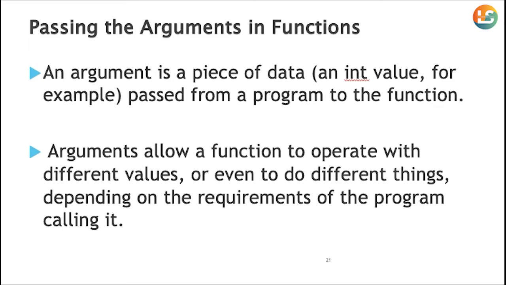An argument is a piece of data, an int value for example, passed from a program to the function, or you can say from the caller to the function body or the function definition. Arguments allow a function to operate with different values or even to do different things depending on the requirements of the program calling it.